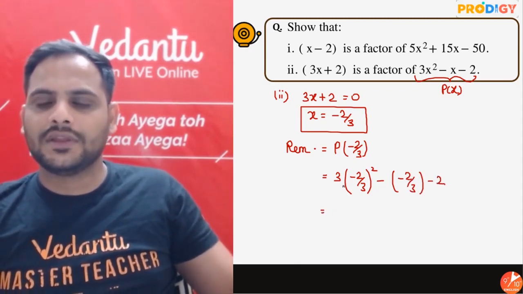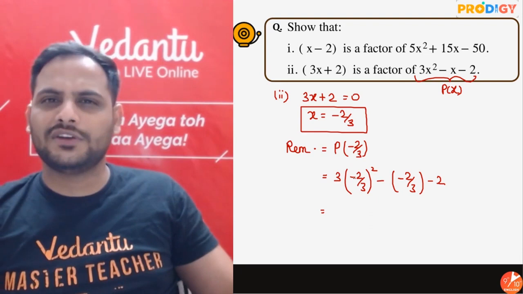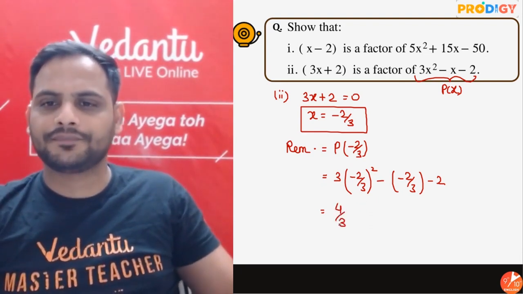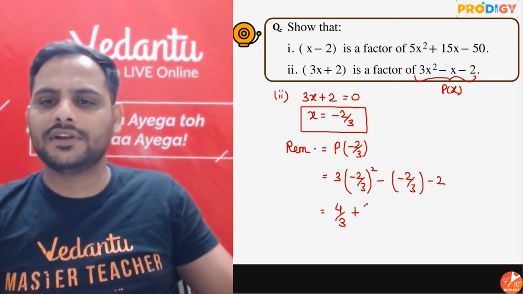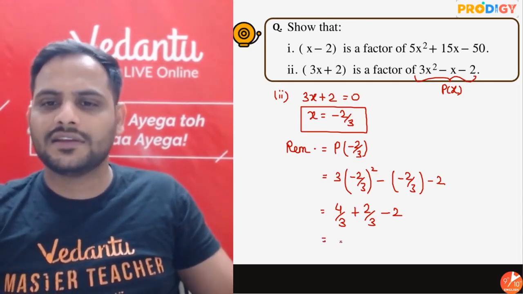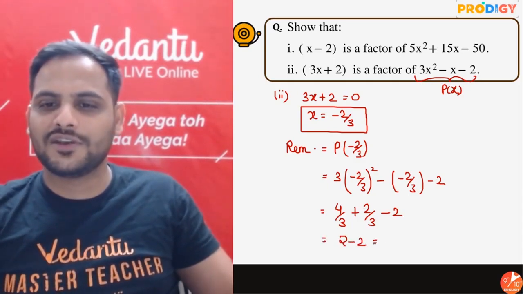So it will be minus 2 by 3 whole square. So it will be 4 by 9 into 3, which is 4 by 3. Negative into negative is positive. So plus 2 by 3 minus 2. 4 plus 2 by 3 is 6 by 3, which is 2. So 2 minus 2 is equal to 0.